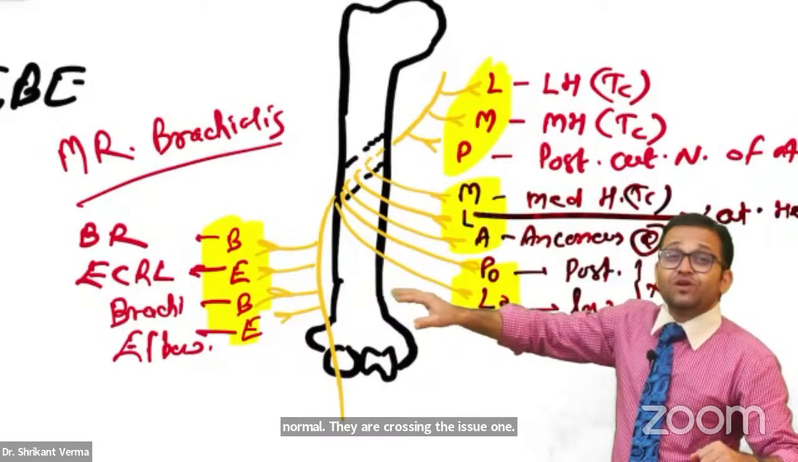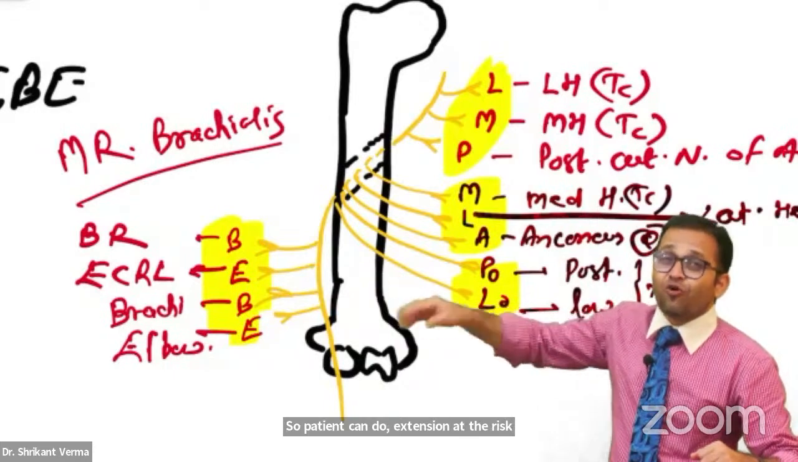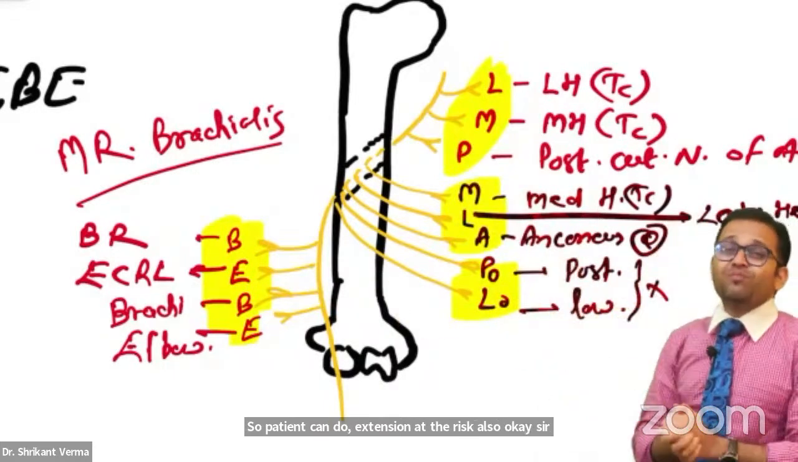But the patient will not be able to extend the finger. So there is the finger drop. So this is the clinical picture. Yes, I told you about the radial nerve.